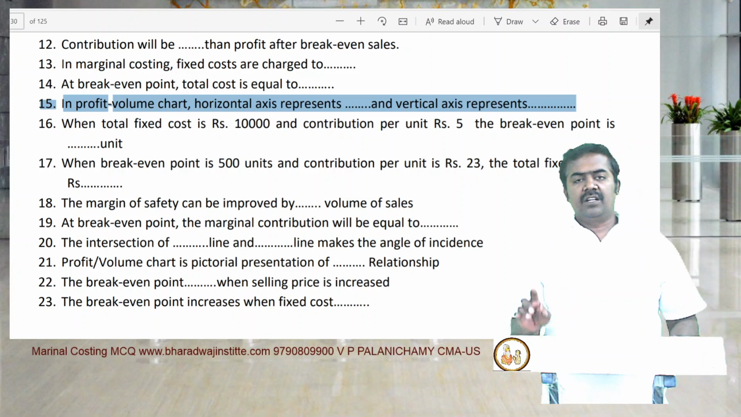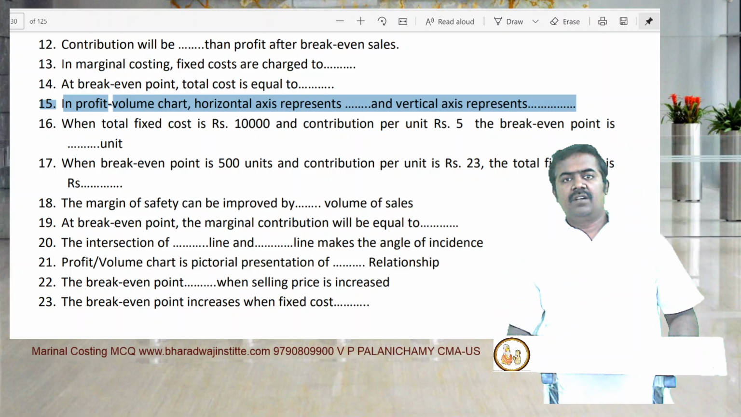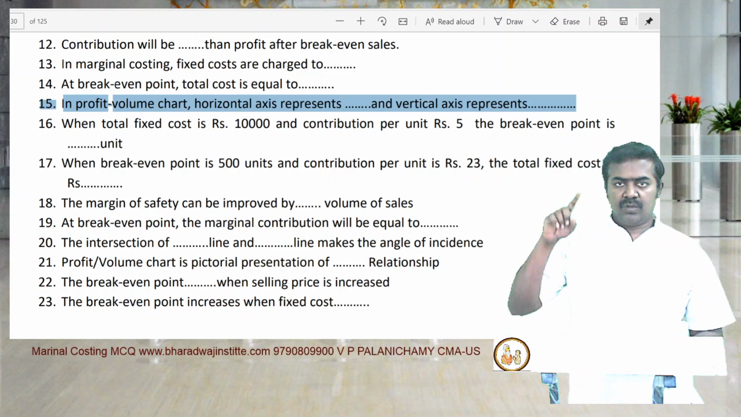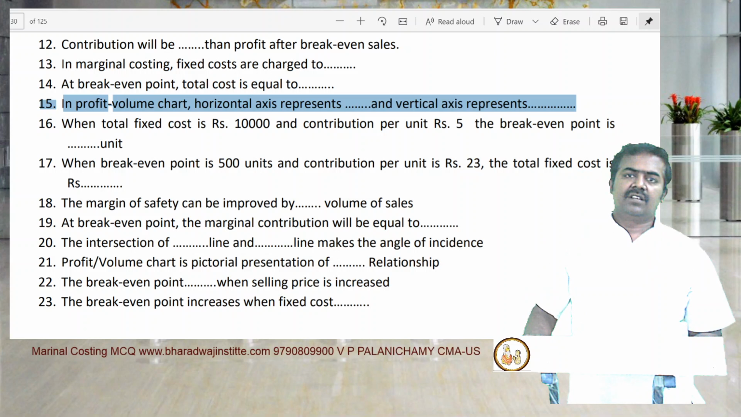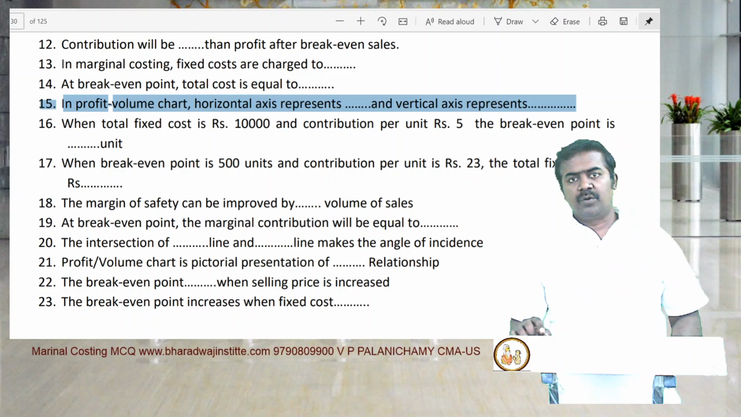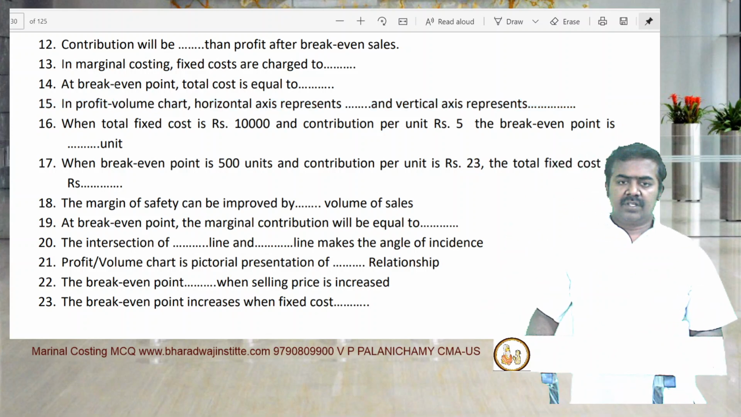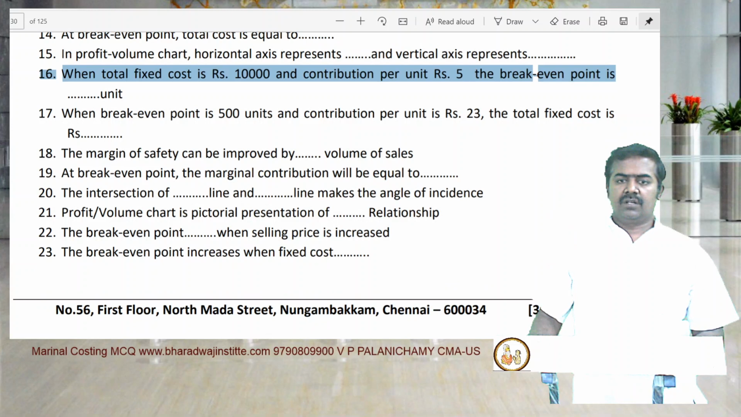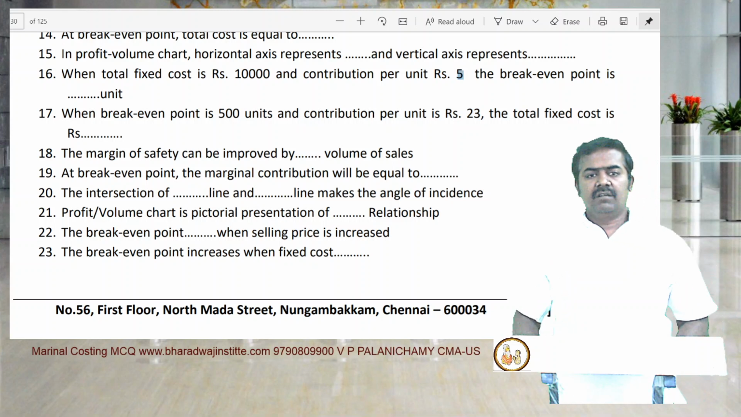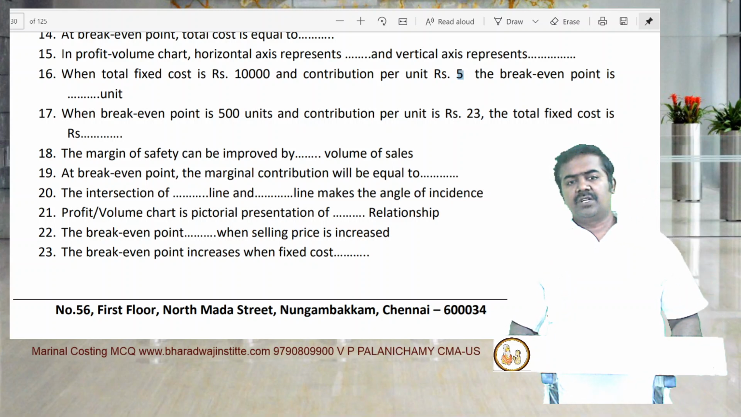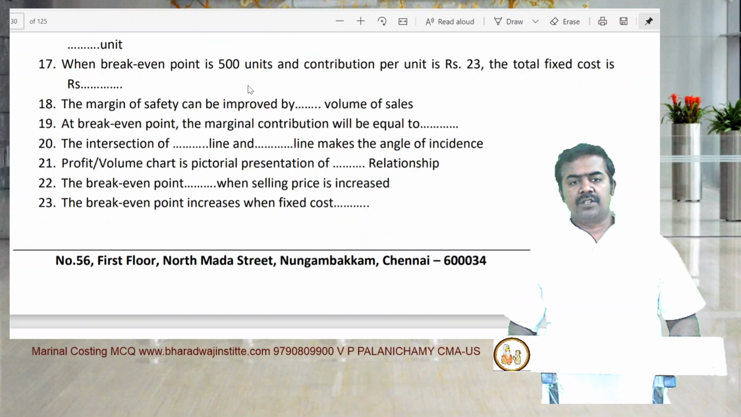In profit volume chart, horizontal axis represents volume of output or sales. Vertical axis represents cost or revenue. Okay, horizontal axis volume of output, vertical axis sales, cost and revenue. When fixed cost is 10,000, contribution is 5. 10,000 divided by 5 will give us break-even point, 2,000 units.